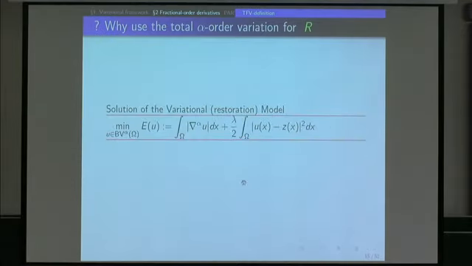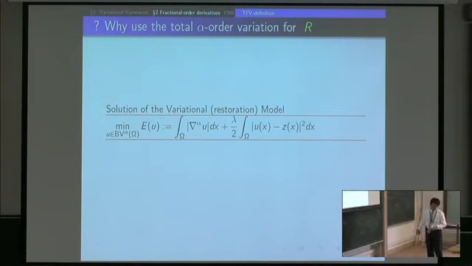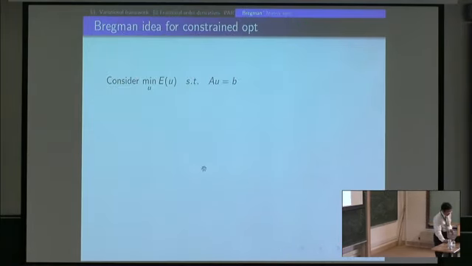Okay, let's talk about this model and how to solve it. Here I show you the general definition. This is the equivalent one if you assume this is slightly more smooth. You look at this alpha gradient, and then you do this denoising. So given Z, you want to find this U.